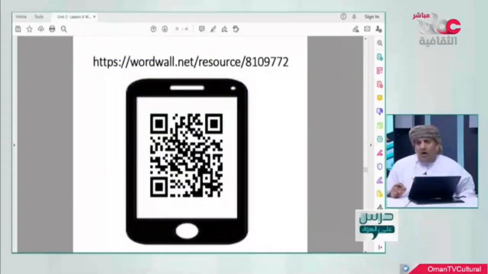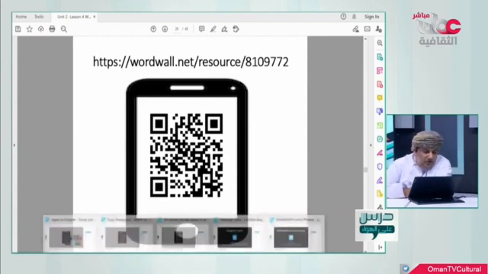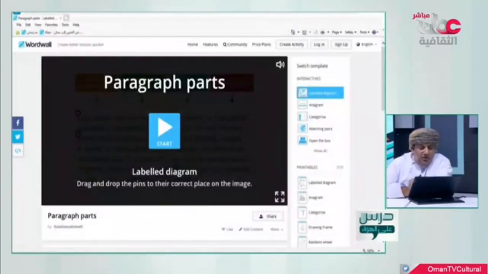So let's check our work if you understand this part. I want you again to look at this website or use the QR code quickly. Now, 10, 9, 8, 7, 6, 5, 4, 3, 2, 1. Okay, let's go to paragraph parts.